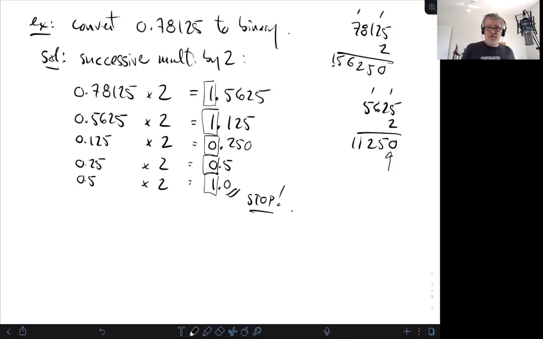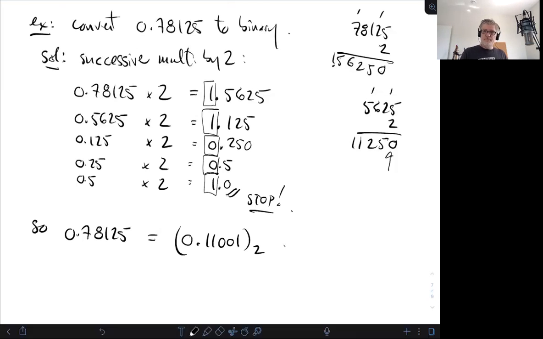Now I can read off the bits, and this is the fractional part in binary. Now I have to remember which order to put this in. If you remember the decimal example, the first one you get is the closest to the point. So you just write them going down like that. 0.78125 is equal to 0.11001 in binary. Okay, so it's not hard. The hardest thing is remembering it, in a sense.